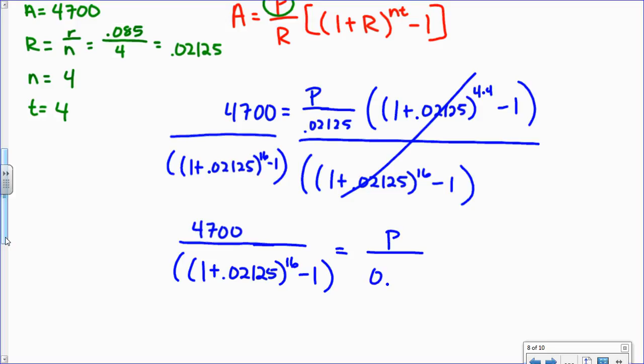Okay, P is being divided by 0.02125. So what should I do to get P? Multiply, okay? So multiply by 0.02125.